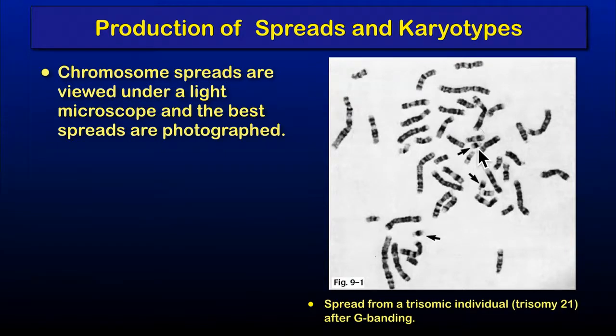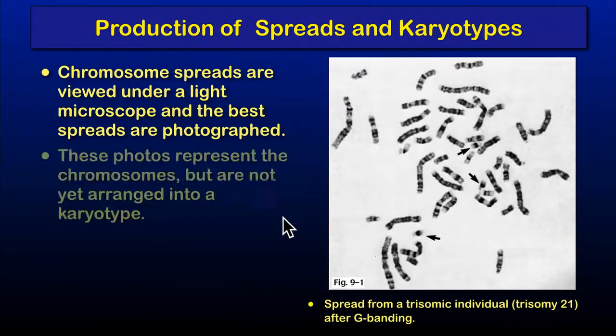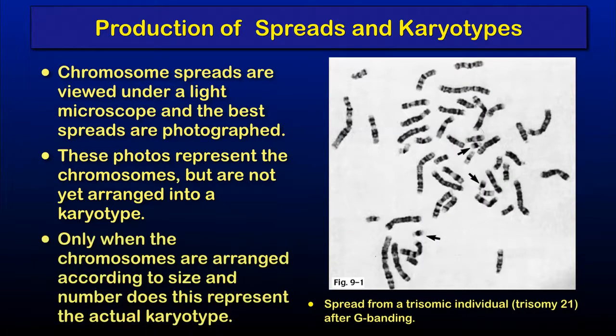And you usually have to identify at least 10, between 10 and 20 spreads that show the same karyotype to be able to make that diagnosis. And so that's what the cytogeneticists are going to be doing. This is a spread as opposed to a karyotype. So what we have to do next is arrange the chromosomes in a specific order, largely based on their size. And that's the actual karyotype.